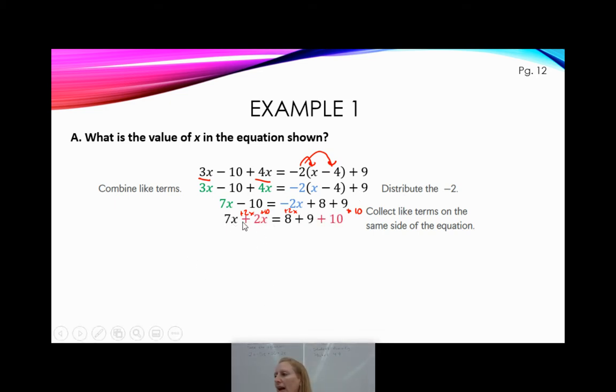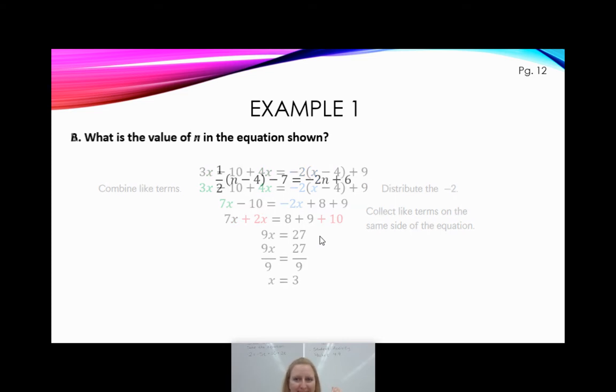So now I have my x's all on one side and everybody without an x is on the other side. So 7x plus 2x is, of course, 9x. 8 plus 9 plus 10 is 27. And now I'm just going to divide by 9, and I find out that x is 3. Hooray! But wait, there's more.